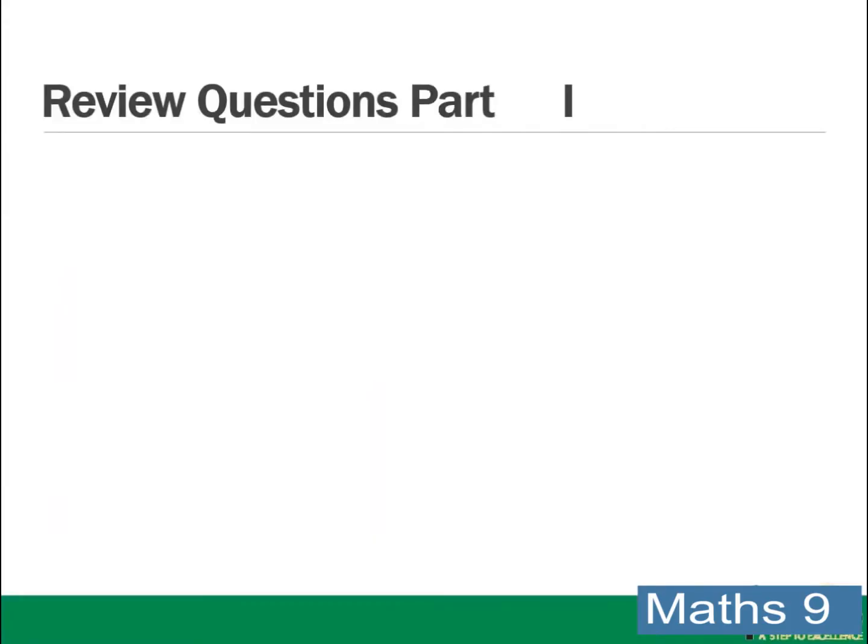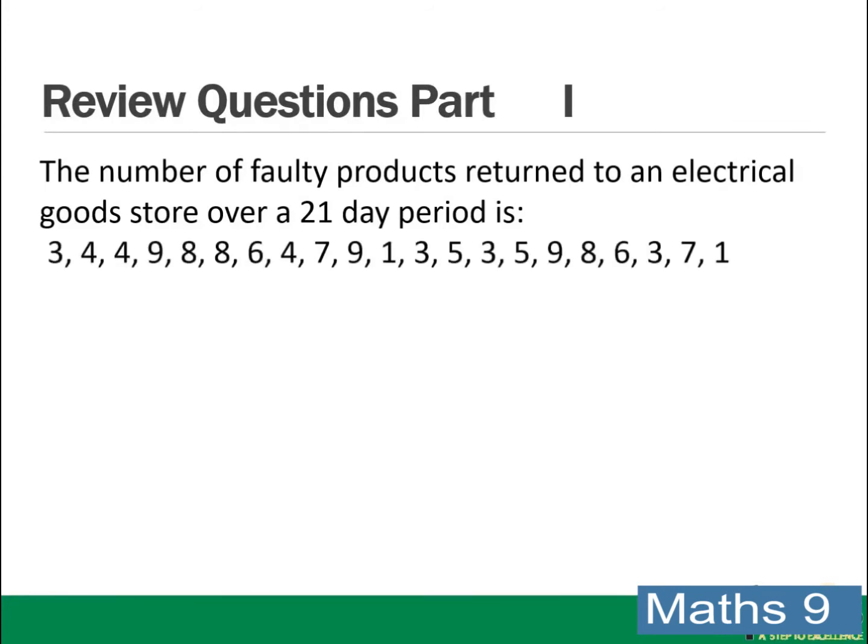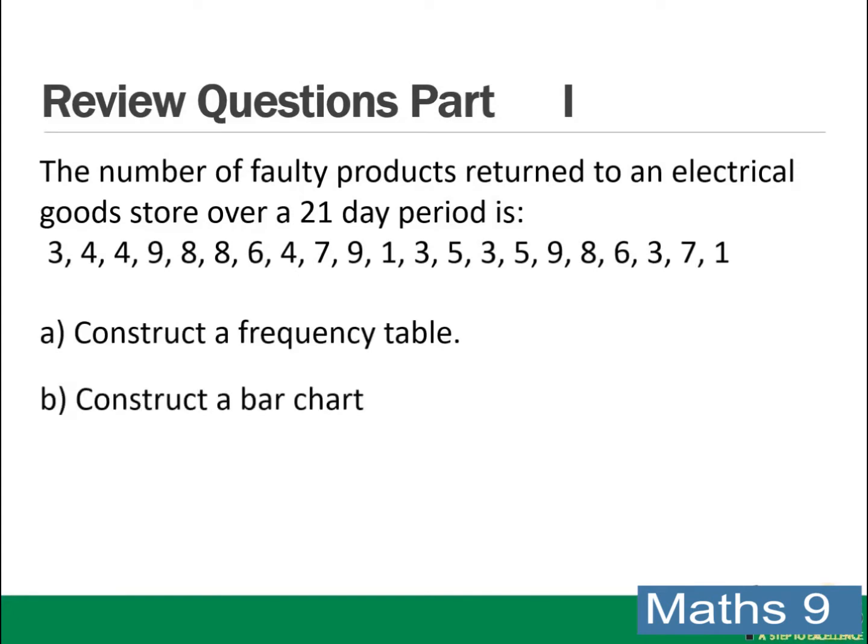Review questions, Part 1. The number of faulty products returned to an electrical goods store over a 21-day period is given by this list of data. Construct a frequency table. Construct a bar chart. Pause the video whilst you have a go.